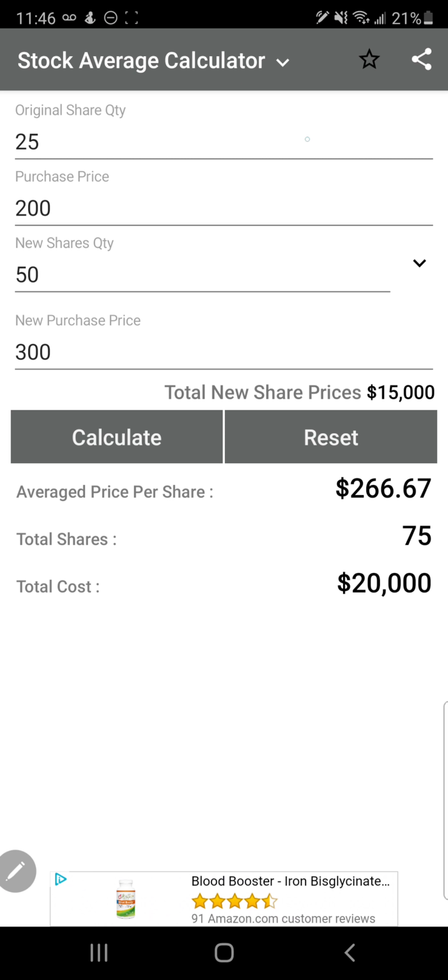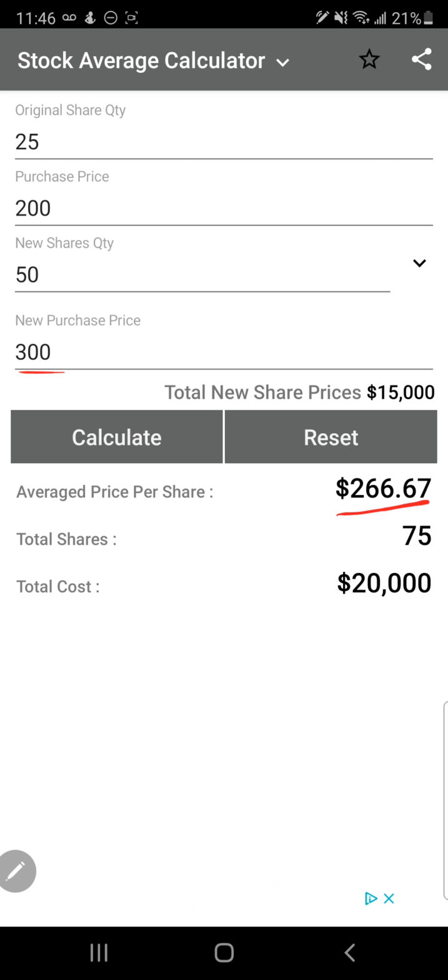That's what it's going to give me. The average price is about 266, considering I bought at 200 and 300. And then there were 50 new ones added to the 25, so 75 shares. So the total cost would be $20,000 for all that. It's just simple stuff, simple calculations.